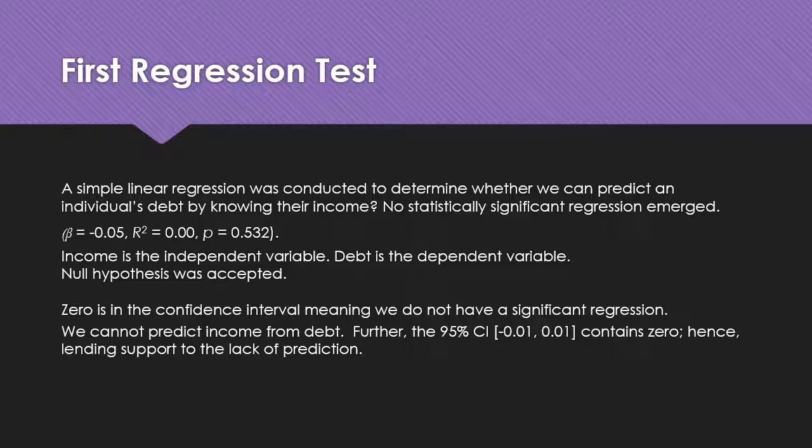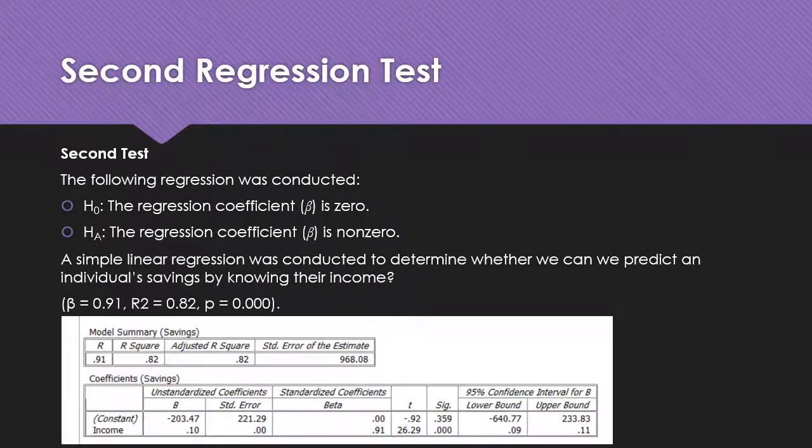You know, 0 in the confidence interval, meaning we didn't have a significant regression, is kind of an easy way to look at it, and it lends support to the lack of the ability to predict. So here the null hypothesis was accepted, and we moved on to the second regression.